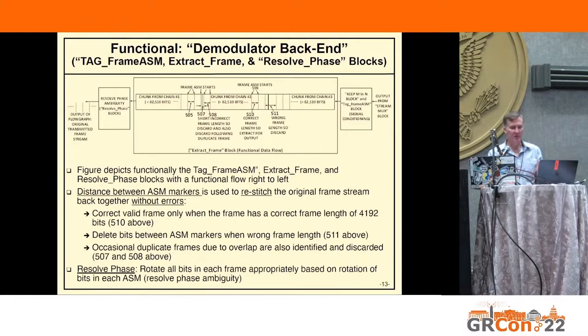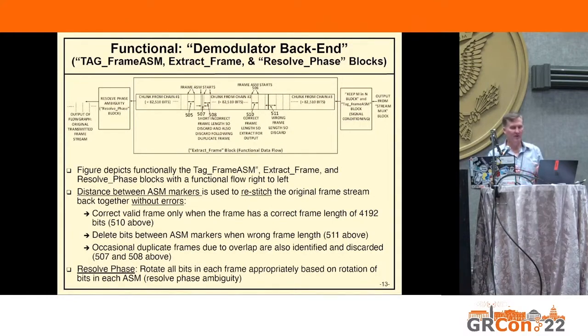If the distance between markers is more than 4192, I identify that as some bad overlap bits, and we pull it out. If it's really, that would be 511 in this figure. 507, if there's just a few bits between the markers, I have to delete those bits, and also the frame after it, 508, even though it might be the correct 4192, as a duplicate frame. So those that are good go downstream to the final part, which is the resolve phase block.